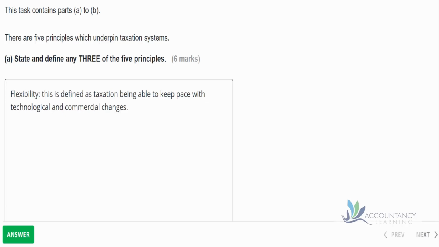And the 5th principle is that of flexibility, that the taxation system should be able to keep pace with how the world is changing. So there may be new ways of making income, there may be new ways of administrating businesses, so the tax system needs to be able to keep up with that. So for example, lots of people are using the cloud now to do their accounts online, and the tax system has adapted to allow people to do that as well, and they don't have to submit a paper document.